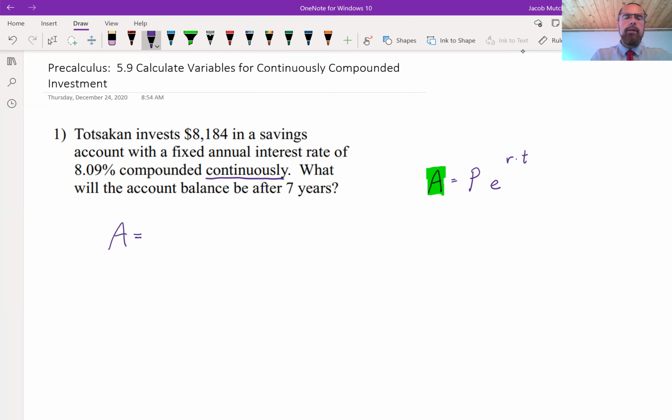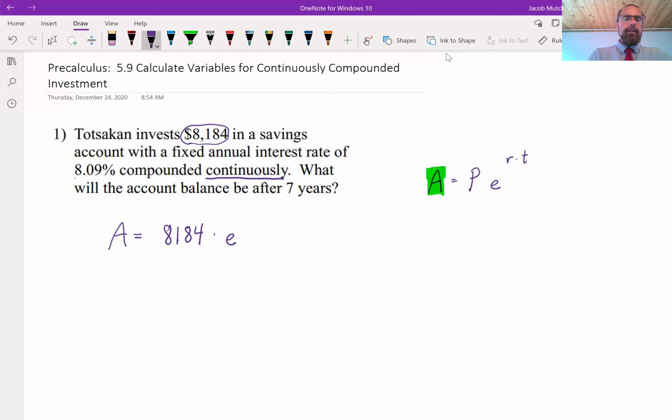A equals, so I'm looking for the principal. That's the amount that this individual would invest at the start. And that's going to be this $8,184. That would become our P value. The base E is a number. Recall E has the value of about, well, let's see. If I type it into Desmos, it gives us this irrational number 2.718. So it's a number. I don't have to input anything for E. It's actually a value. But for rate and time, I need to find those.